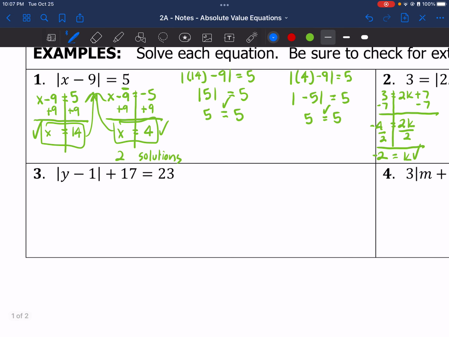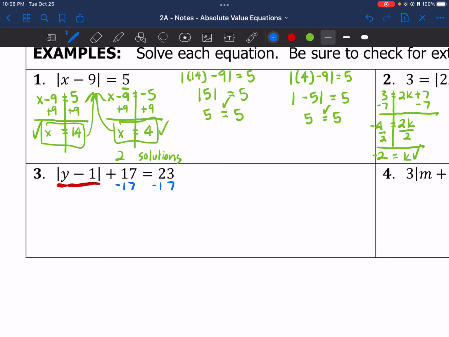So moving on to number 3. We want to make sure that we are isolating our absolute value expression. So, like I said before, we look for our absolute value expression and see if there's anything outside of that absolute value expression. Well, there is this plus 17 right here. That means we have to get rid of this plus 17 before we do step 2. To do that, we are going to subtract 17 on both sides.